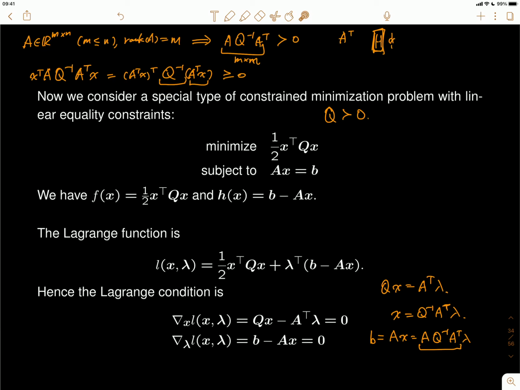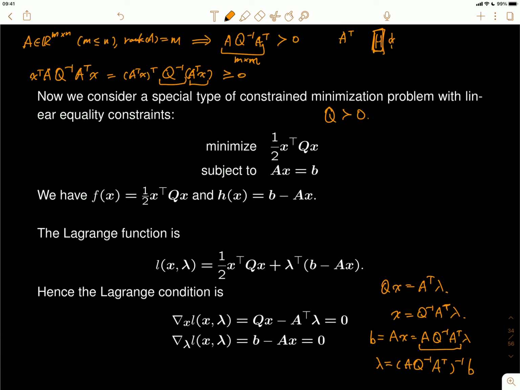That's why, when we multiply a non-zero x on the two sides of this matrix, we get a positive number. That means this matrix is positive definite, so it's invertible. So we can solve for this lambda by taking the inverse of this matrix on both sides. We'll have lambda equals A Q inverse A transpose inverse times b.